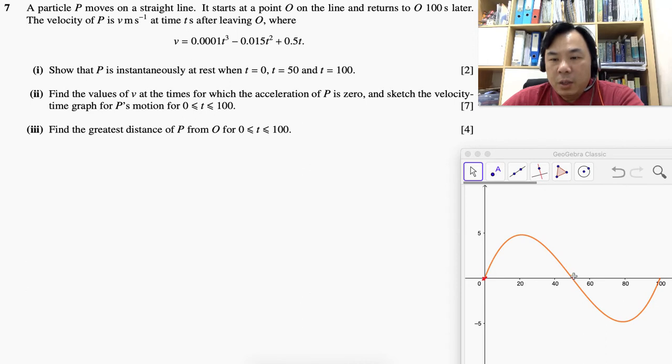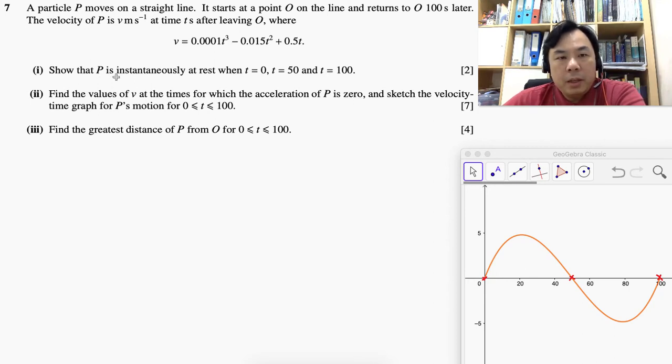And then it should be 0 at 50 seconds or so here, and then it should be instantaneously at rest at 100 seconds or so. So visually, yes, it does tally. Now, how do we actually prove that algebraically? Okay, so this is how we're going to do that.